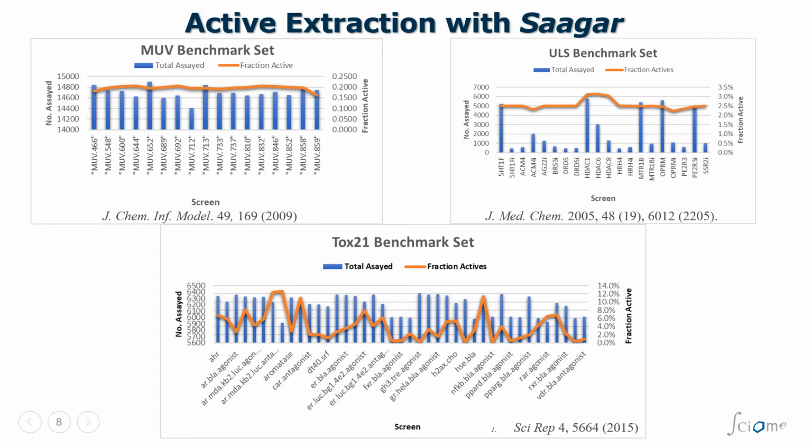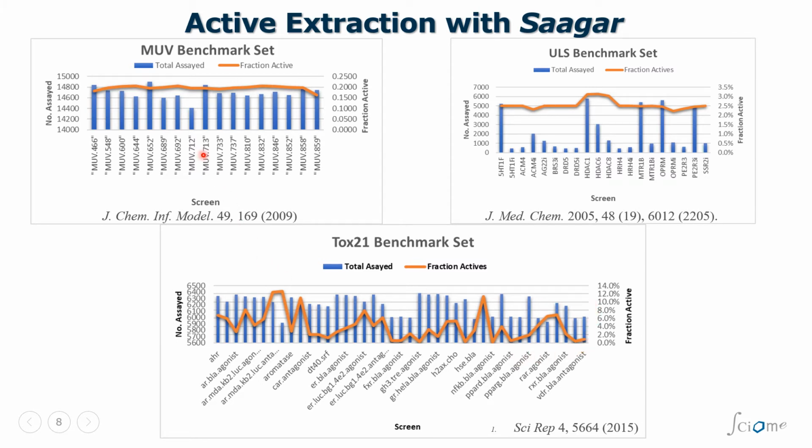For measuring and comparing active extraction efficiency, we selected three standard benchmark sets. The first one is the maximum unbiased validation set, which has over 93,000 chemicals tested in 17 different screens with a very low fraction of actives, only between 0.15 to 0.2%. The second benchmark set is the unbiased ligand set. It has 42,000 chemicals tested in 20 different GPCR screens, but it has a little more fraction of actives, ranging between 2.5 to 3%. The third benchmark set is the TOX21 set, which has 41 different screens, and there are about 7,000 chemicals in this. Here, the number of actives varies from 0.15 to almost 13%.